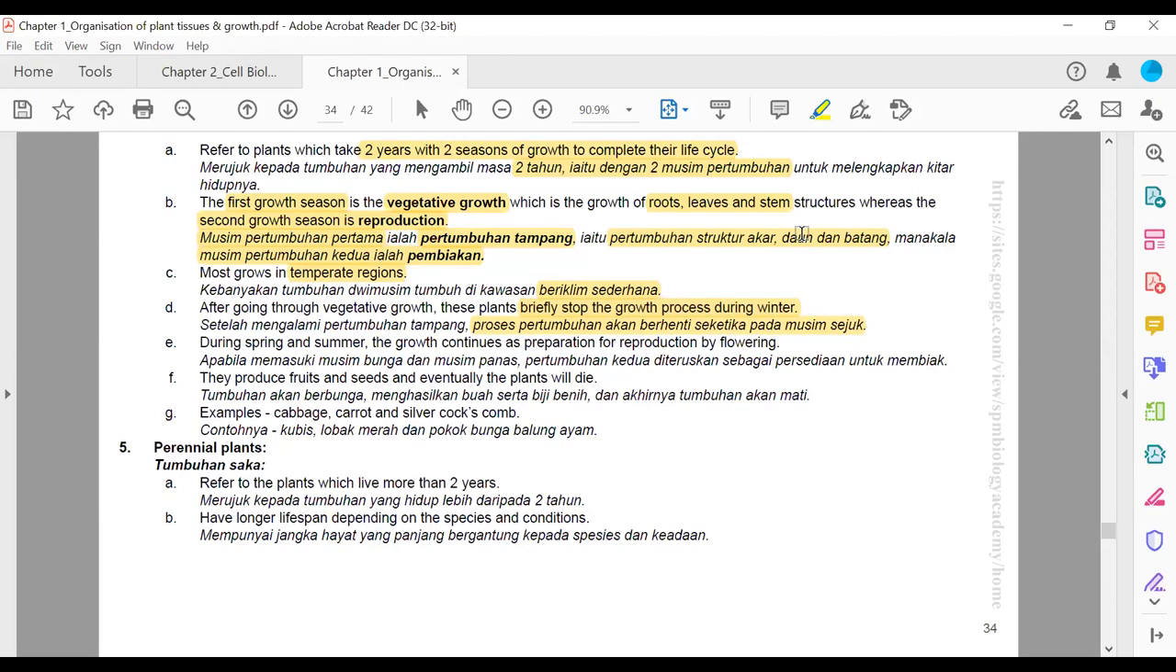So they stop growing at that time. After winter is over, and it's already the second year, then what happens? During spring and summer, which is the second year already, the growth continues as preparation for reproducing by flowering.